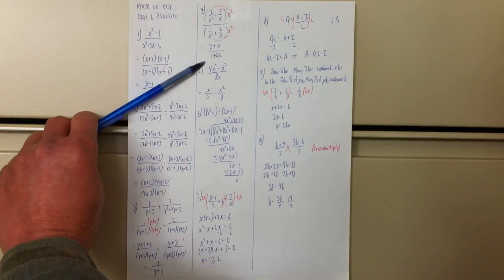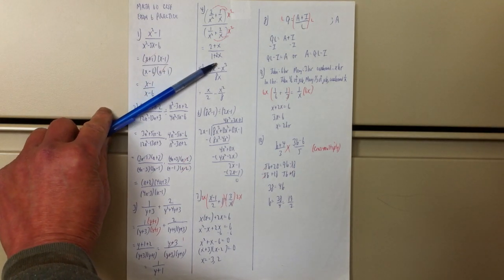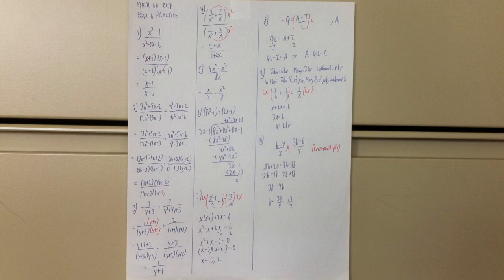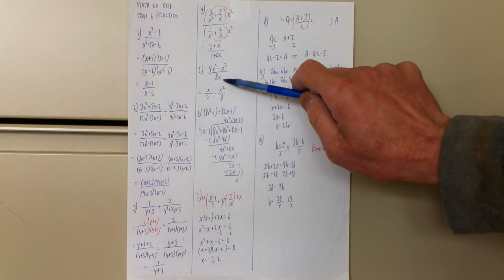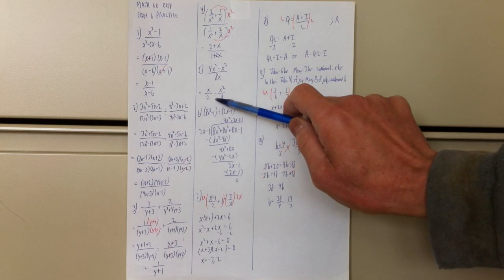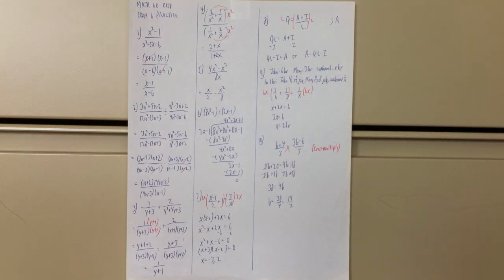And then I ignore this and I do negative x cubed over 8x. Well, the 8 just stays in the bottom. X cubed divided by x is x squared. So we have x over 2 minus x squared over 8.